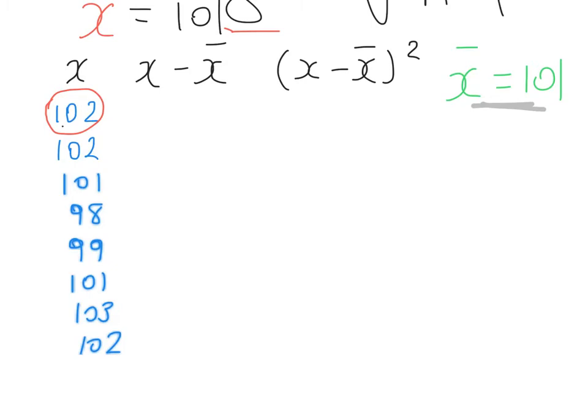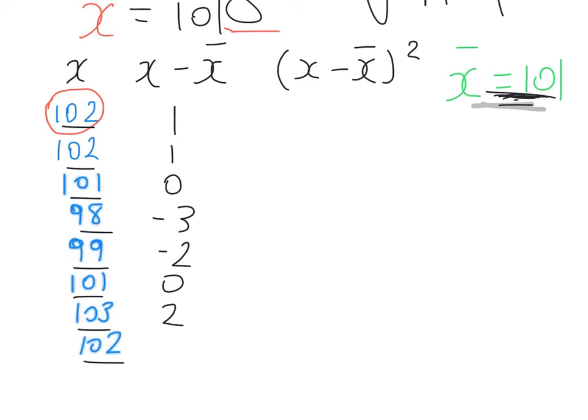So 102 minus 101 is 1. 102 minus 101, 1 again. 101 minus 101 is 0. 98 take away 101 is minus 3. 99 take away 101 is minus 2. 101 take away 101 is 0. 103 take away 101 is 2. And 102 take away 101 is 1.